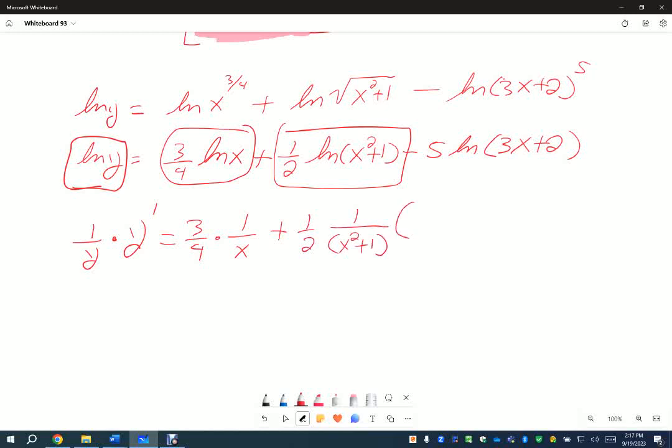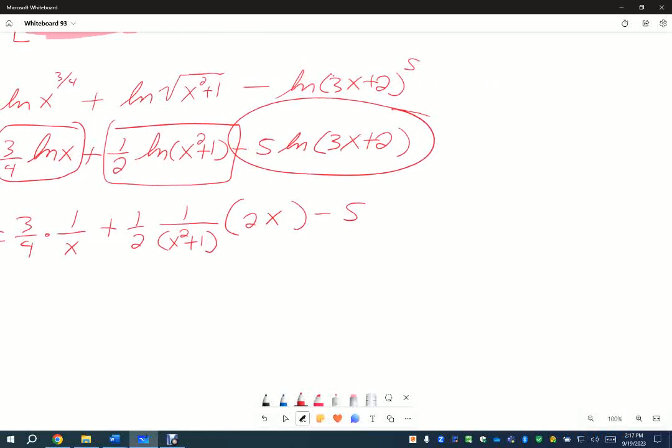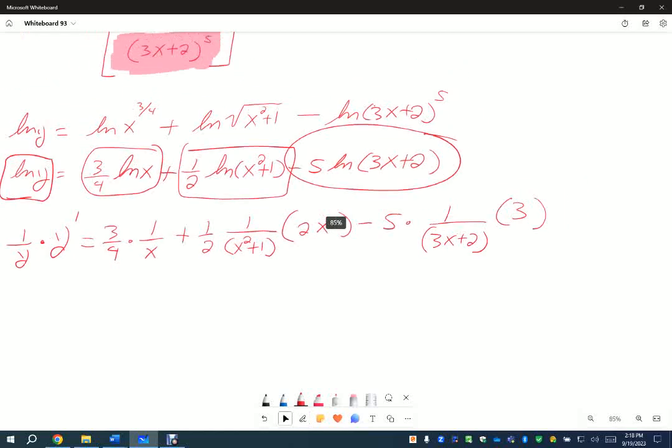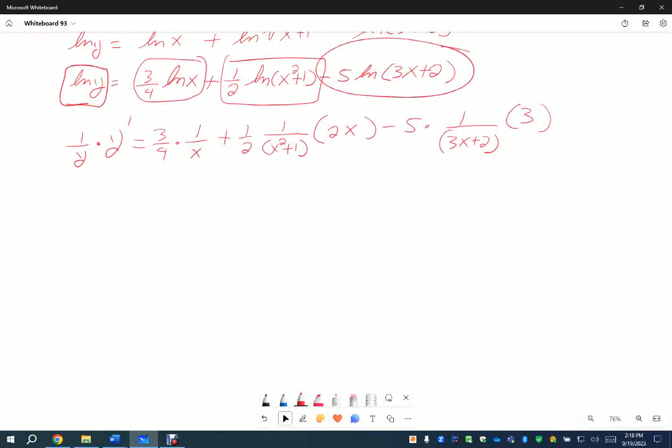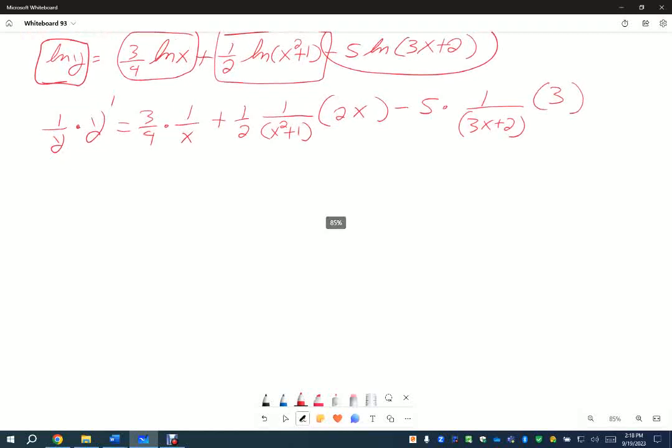But now I have to take the derivative of x squared plus 1 because that's chain rule, which is 2x, minus 5, and I'm taking the derivative of that, times, oops, let me slide this over, 1 over 3x plus 2, and again, I have to take the derivative of the 3x plus 2, and that gives me a 3. So, just using the derivative of the ln with the chain rule, I'm going to simplify this a little bit.